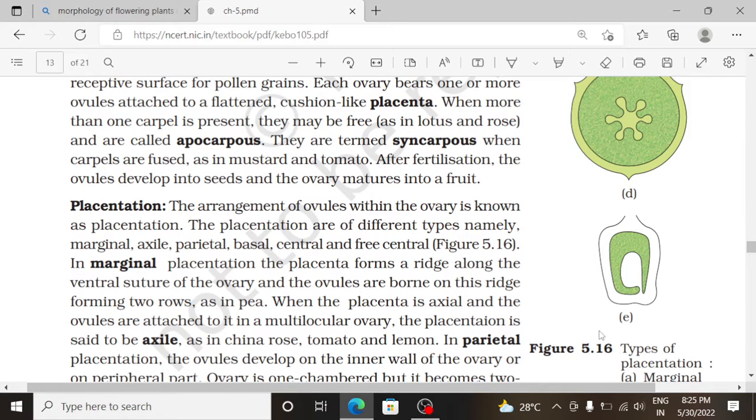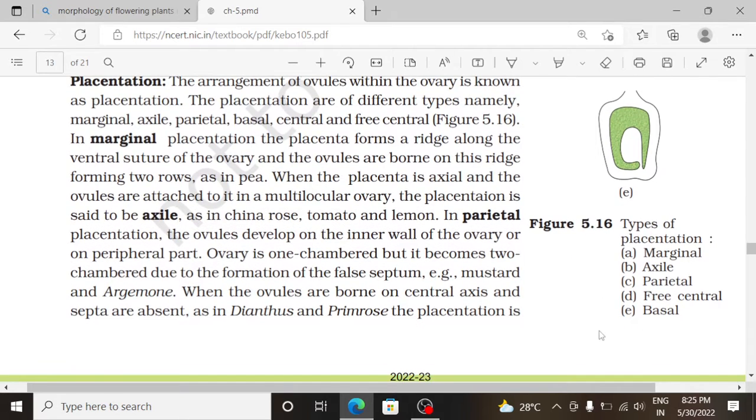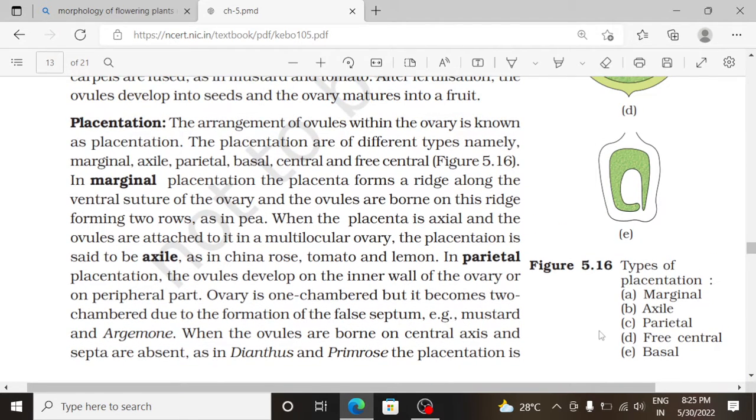When more than one carpel is present, they may be free, as in lotus and rose, and are called apocarpous. They are termed syncarpous when carpels are fused, as in mustard and tomato. After fertilization, the ovules develop into seeds and the ovary matures into a fruit. Placentation: the arrangement of ovules within the ovary is known as placentation.